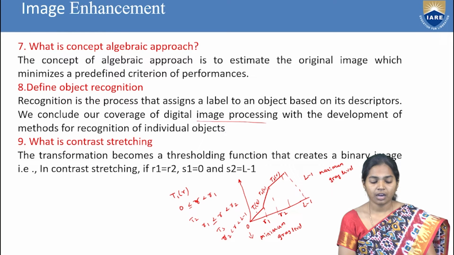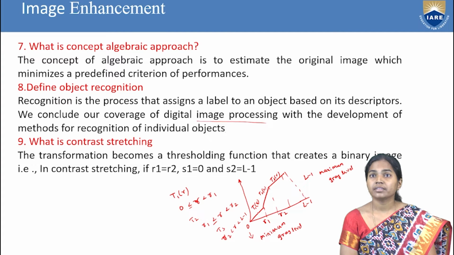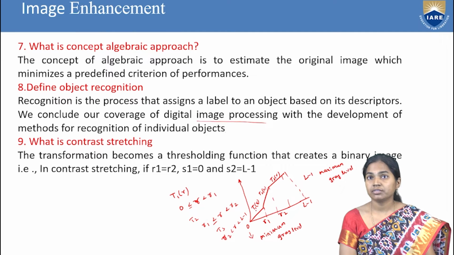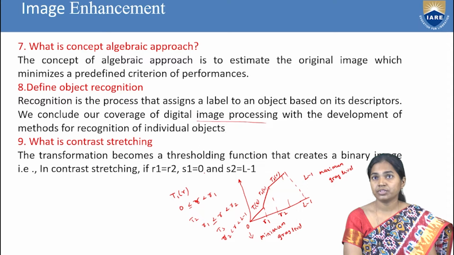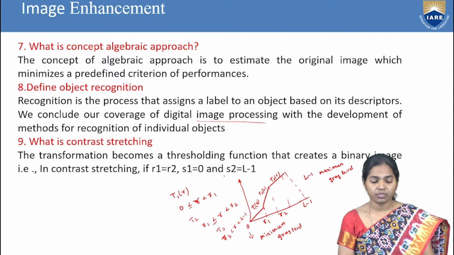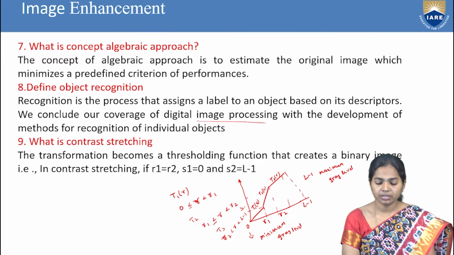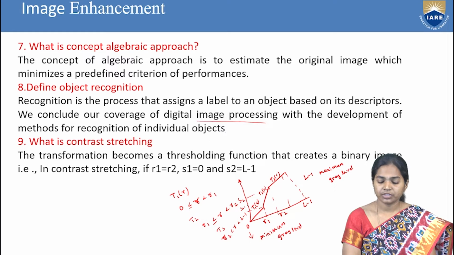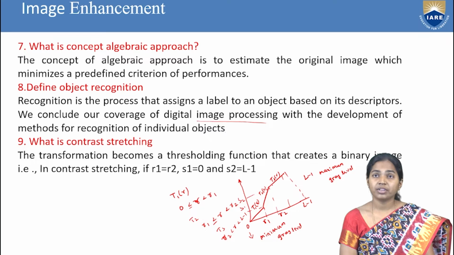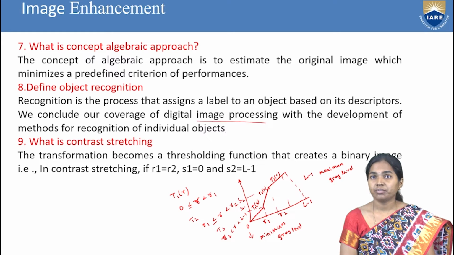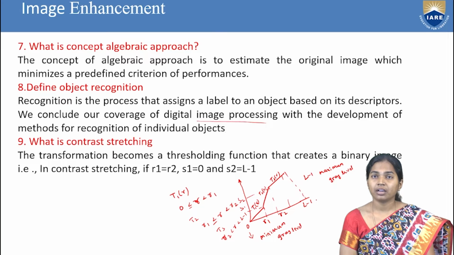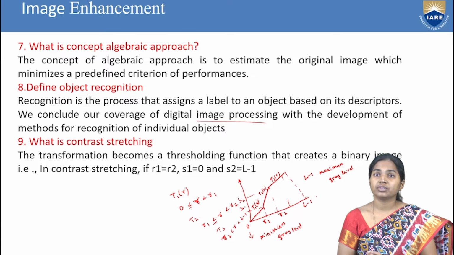In this, if R1 equals R2, then S1 equals 0 and S2 equals L minus 1. If R1 and R2 are both the same, then S1 is 0 and S2 is L minus 1, meaning the maximum gray level value. So the transformation becomes a thresholding function that creates a binary image.